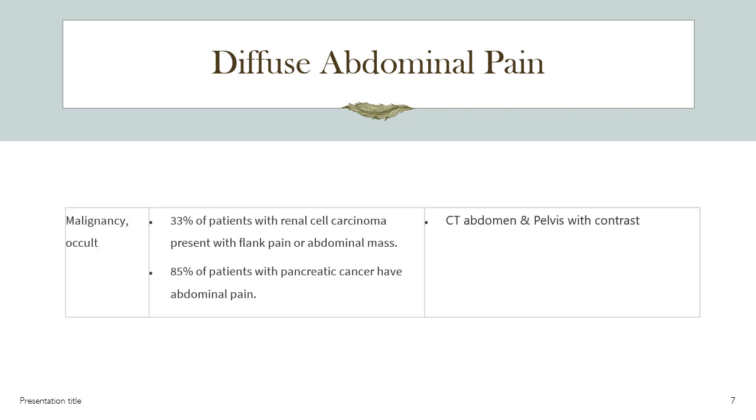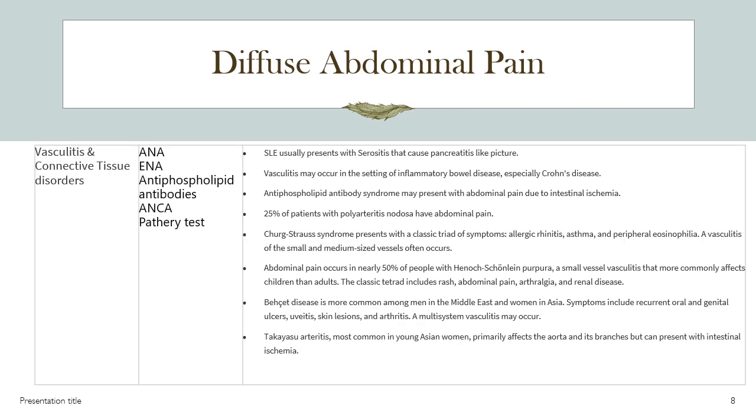Then occult malignancy. This is again a very grave diagnosis that you have to consider if the patient has very long-standing pain or pain refractory to usual therapies, and the patient is not responding to your other first-line or benign diagnoses. For example, a patient with pancreatic cancer has severe epigastric or periumbilical pain. A patient with renal cell carcinoma might present with flank pain or abdominal mass. The diagnostic test of choice will be CT abdomen and pelvis with contrast.